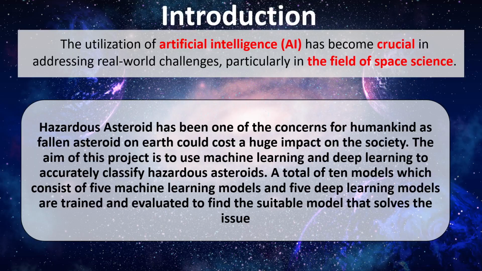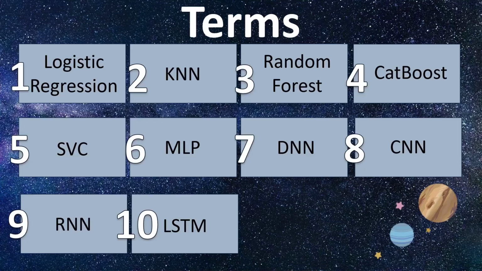Hazardous asteroids have been one of the concerns of humankind, as a fallen asteroid on Earth could cause a huge impact on society. The aim of this project is to use machine learning and deep learning to accurately classify hazardous asteroids. A total of 10 models, which consist of 5 machine learning models and 5 deep learning models, are trained and evaluated to find a suitable model that solves the issue.